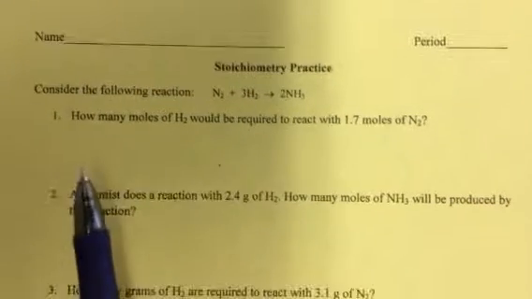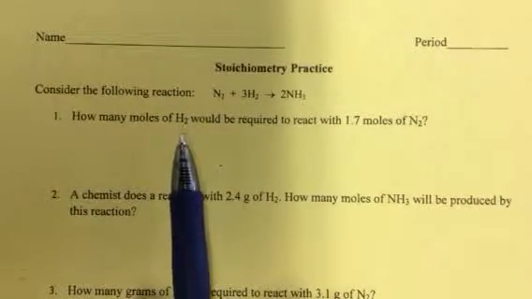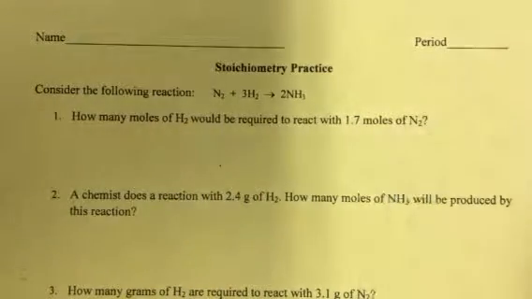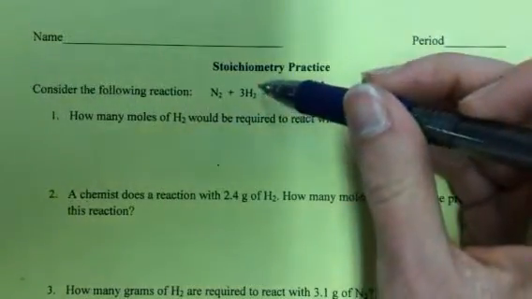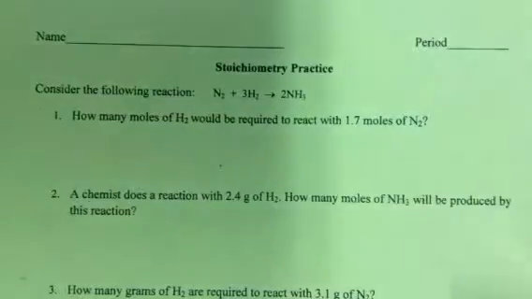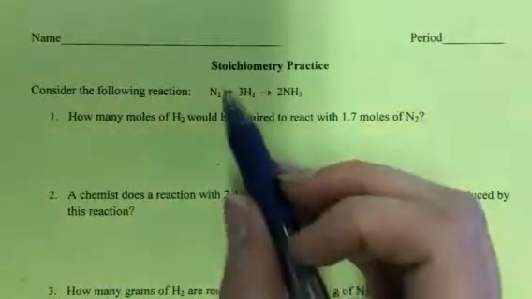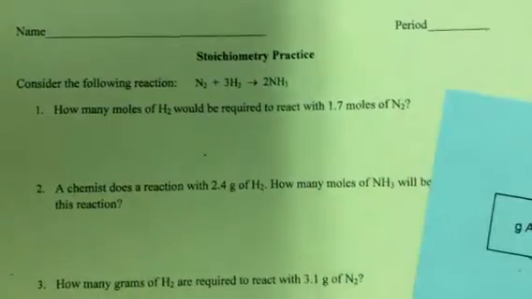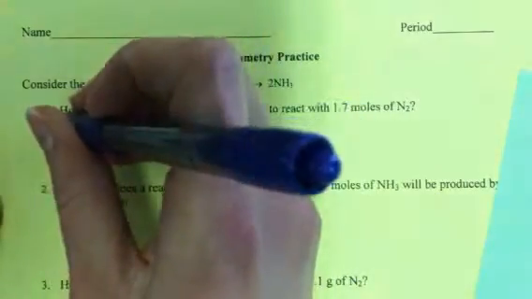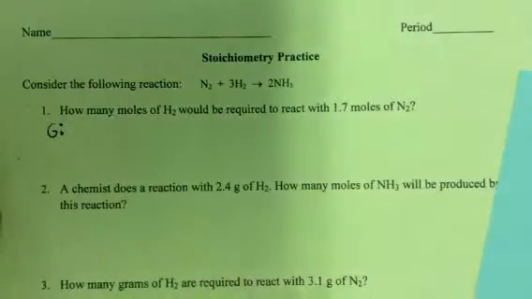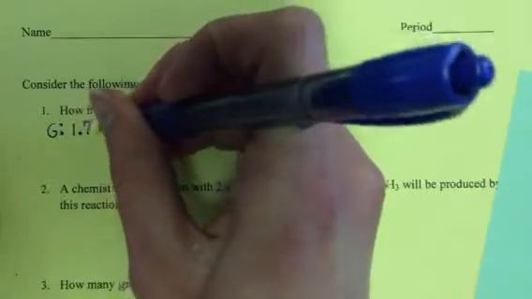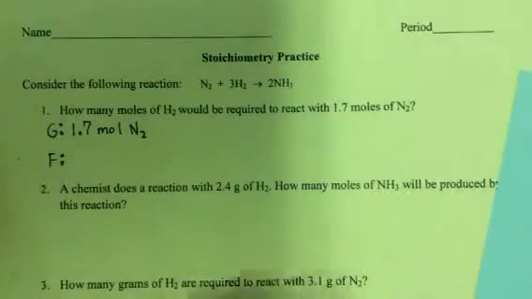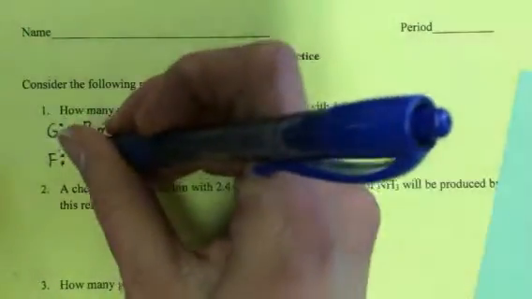This first question is asking me how many moles of H2 would be required to react with 1.7 moles of N2. So this is different than what we've done before because it's asking us to go from something about this H2 molecule to something about this N2 molecule. So that's where this map comes in handy. Before I show you the map though, I'm just going to write down what my given is. So my given is 1.7 moles of N2. And I am trying to find the number of moles of H2.